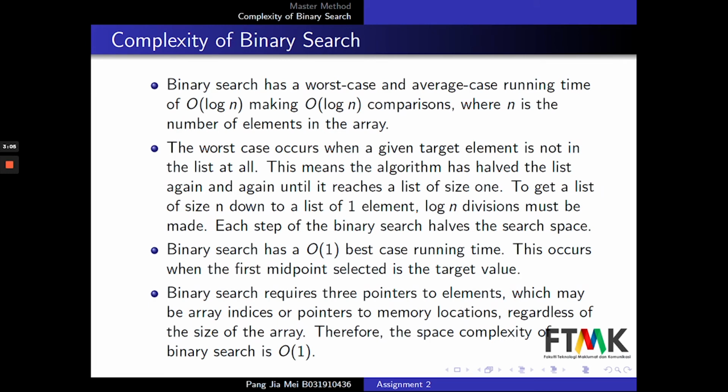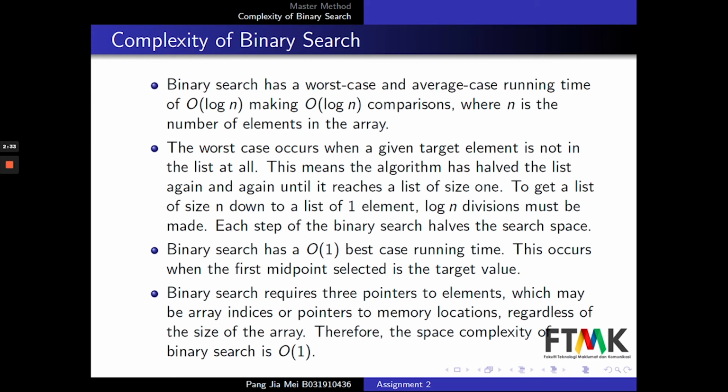Binary search has a worst case and average case running time of O(log n), making O(log n) comparisons, where n is the number of elements in the array. The worst case occurs when a given target element is not in the list at all. This means the algorithm has halved the list again and again until it reaches a list of size 1. To get a list of size n down to a list of one element, log n divisions must be made. Each step of the binary search halves the search space.